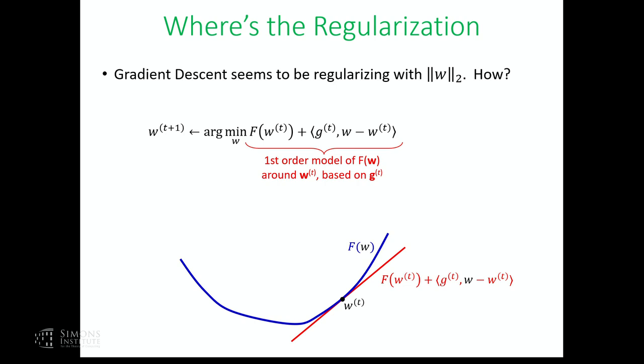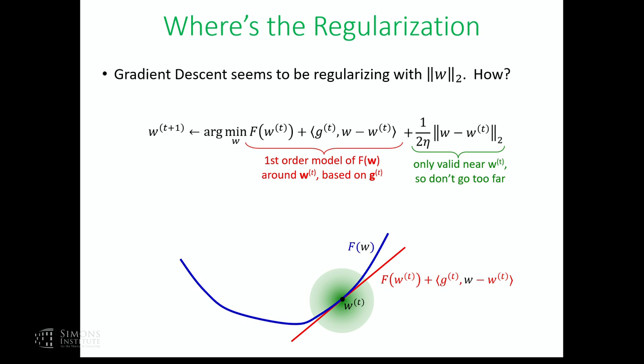So what we're going to do is minimize this regularized objective, which is our linear approximation, plus some term that says we're not going to allow ourselves to get too far away from WT. How do we measure that?